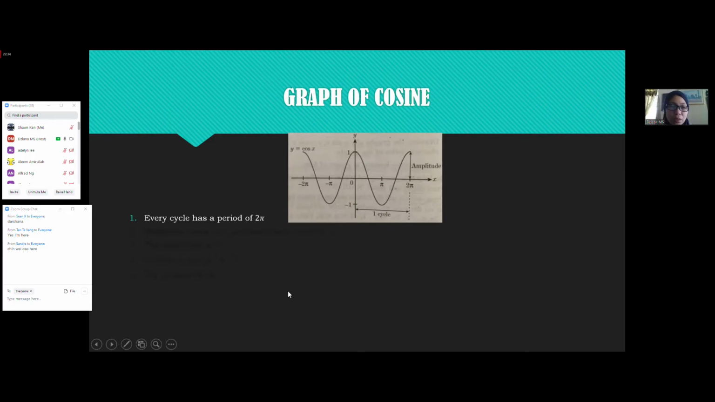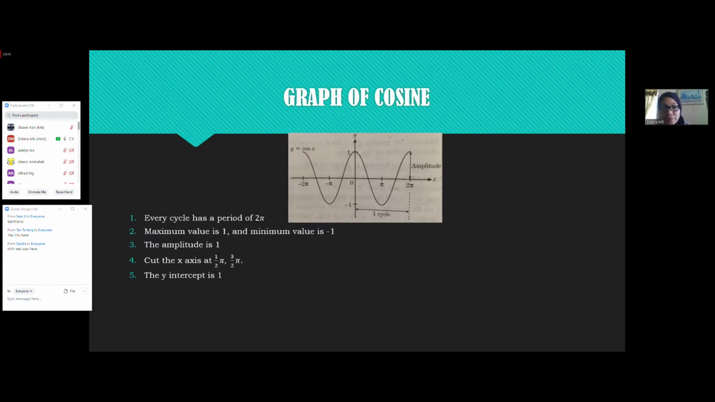Then, it's also the same. Maximum value is 1. Minimum value is negative 1. Amplitude is also 1 here. It cuts the x-axis at half pi, 90 degrees, and 270. Cos x is 0 at 90 degrees and 270, or half pi and 3 over 2 pi. And the y-intercept is 1, meaning that it starts at 1, going down and going up again. All right, this is the graph of cosine.